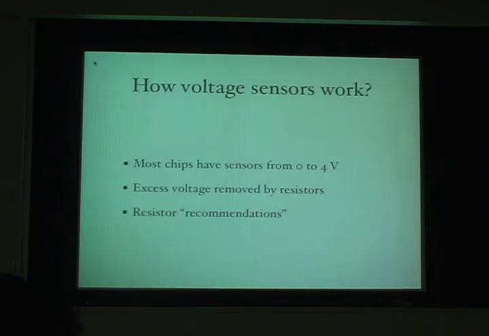And then chip manufacturers provide resistor recommendations. And apparently those resistor recommendations are not always followed by the motherboard manufacturer.